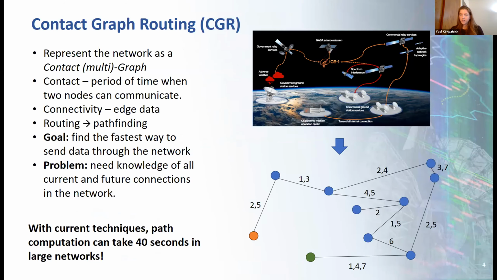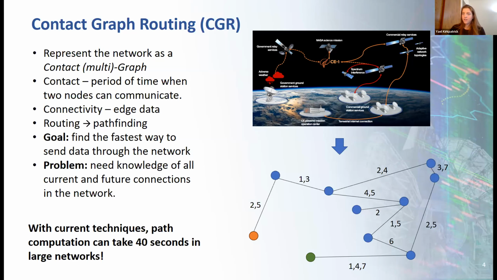So a little bit about CGR. I'm sure everyone here knows what CGR is, but just to recap, in CGR, we represent these networks as a multigraph, where a contact is a period when two nodes can communicate, and this is computed on Earth and distributed in the network as a contact plan. Contacts are represented as edges in the graph, where the existence of these contacts can be represented as data along the edges. So this 2,5 would mean that this contact exists at times 2 and 5. And now our problem of routing through the network turns into pathfinding on the graph.